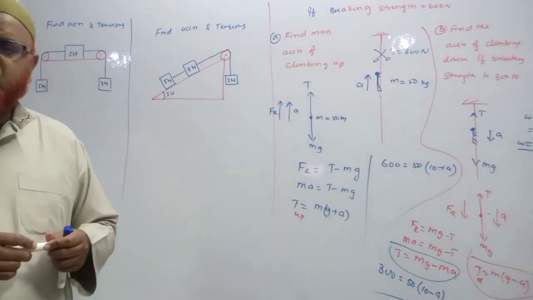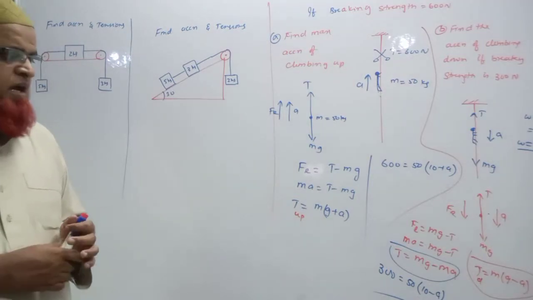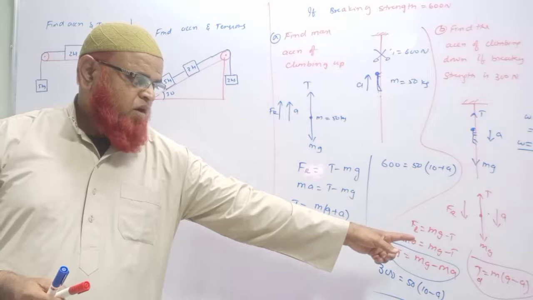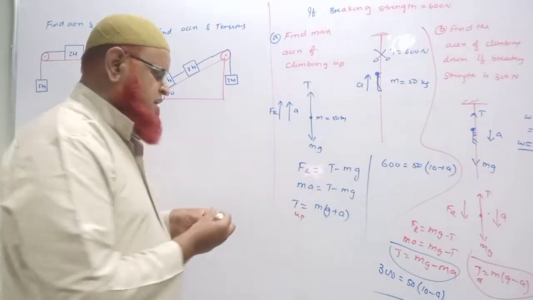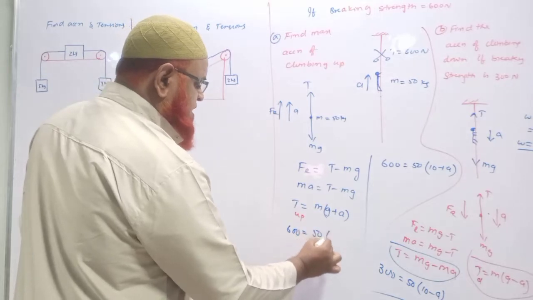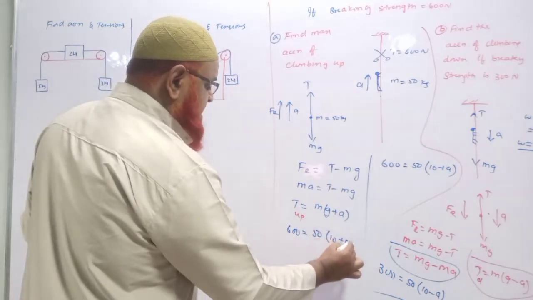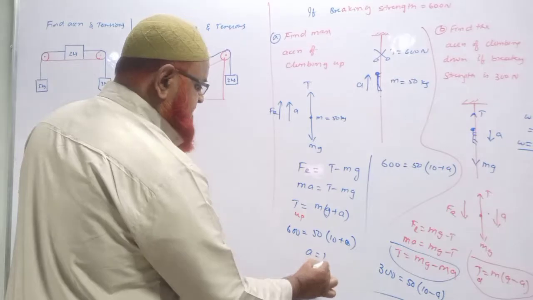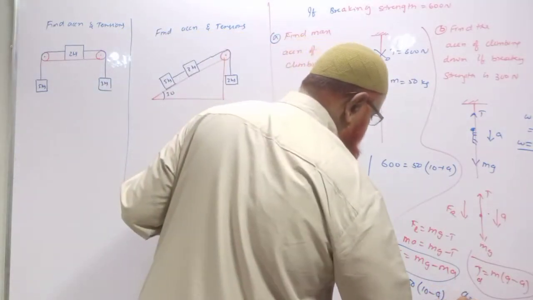This is a general formula. Wherever you go, you can apply it. So you can find out now what is the acceleration in both the cases. Here also you can find out acceleration, that is 600 is equal to 50 into 10 plus 2, 10 plus a. Here you have to find out a in this case. You have to find out a in this case also.